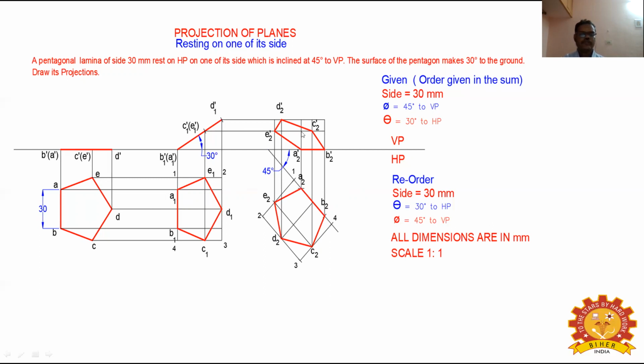From A2 draw a vertical line. From B2 draw a vertical line. From C2 draw a vertical line. From D2 draw a vertical line. From E2 draw a vertical line. And here also from D1, C1, B1 draw a horizontal line. Mark the corresponding points as D2 dash, E2 dash, A2 dash, B2 dash and C2 dash. Join using an HB pencil and we will get the final inclined position of the pentagonal lamina.